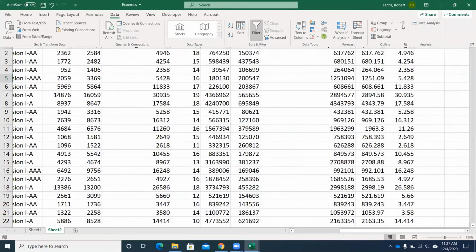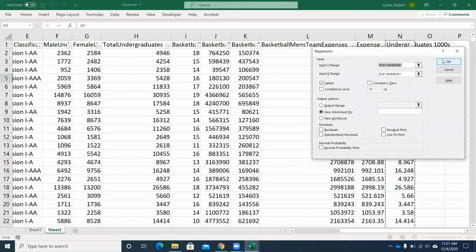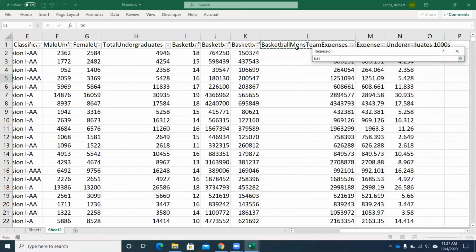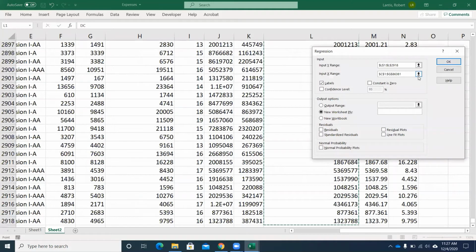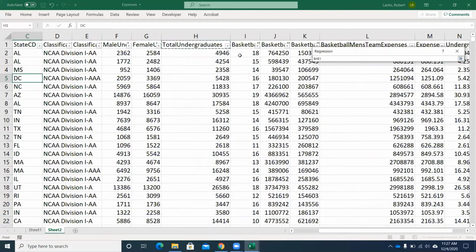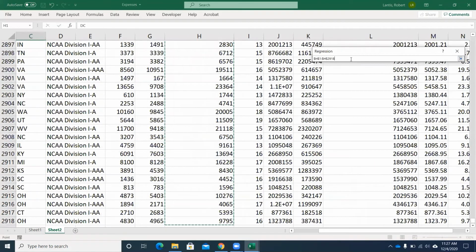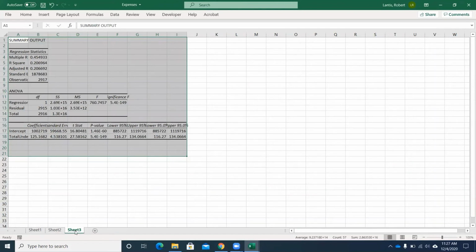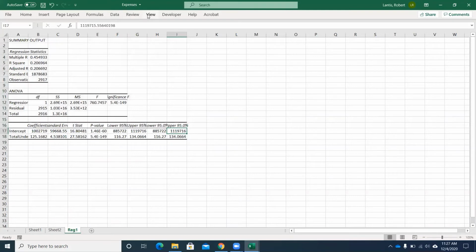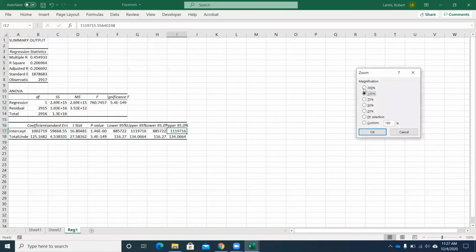So I could go to data analysis, hit OK. My Y variable here, the thing that I want to predict, is what the team's expenses are. The X variable I think is maybe driving part of that is the total number of undergraduates at those universities. I selected the labels, I'll put this on a new worksheet. So we'll go over here and I'll just call it Reg 1. Okay, so let's zoom in here.